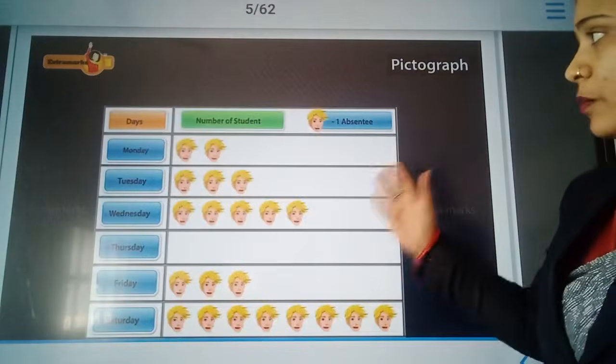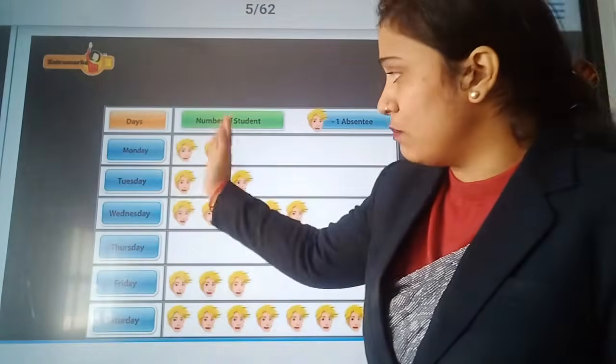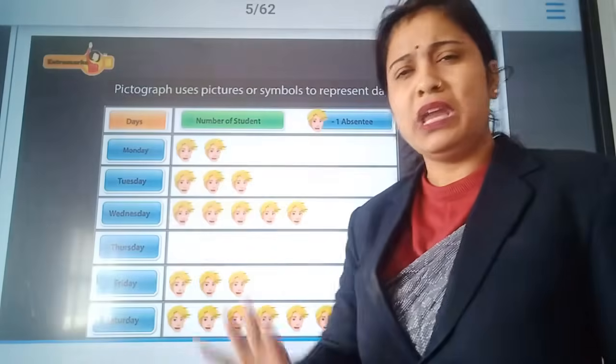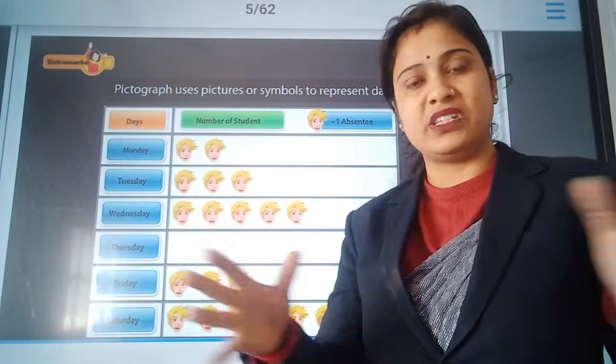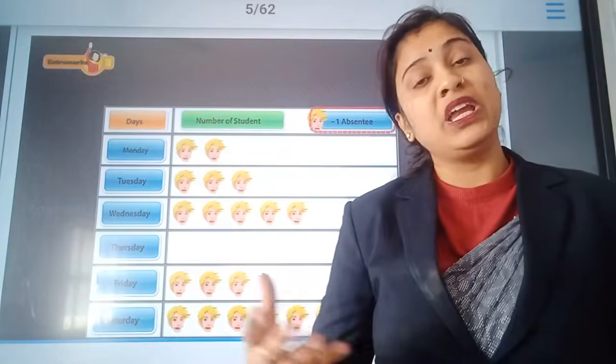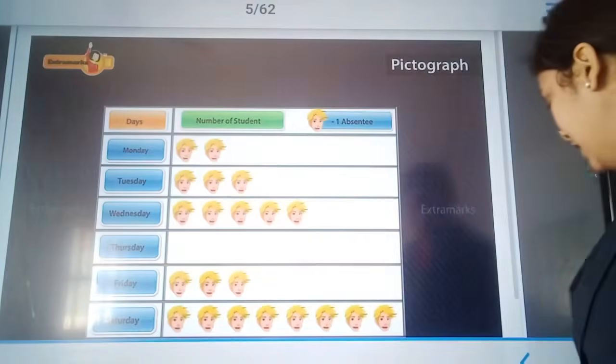And this is how we represent the number of students present on Monday, Tuesday, Wednesday, or absent on Monday, Tuesday. Any data we can record and represent in the form of a table. The same data can also be represented in a pictorial form, which is known as a bar graph.